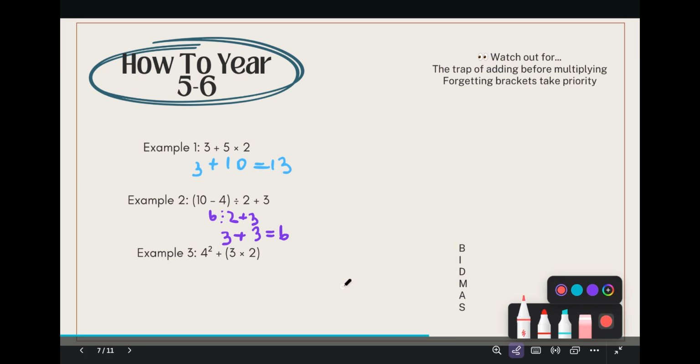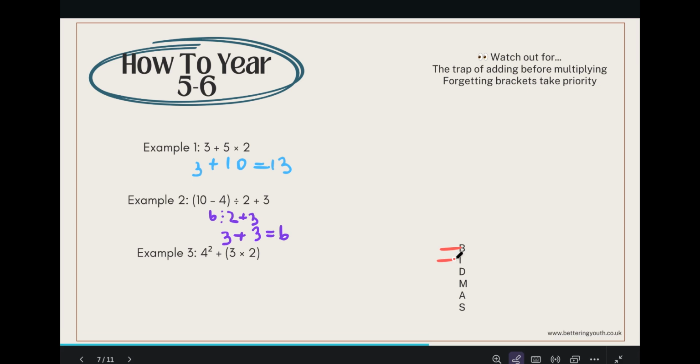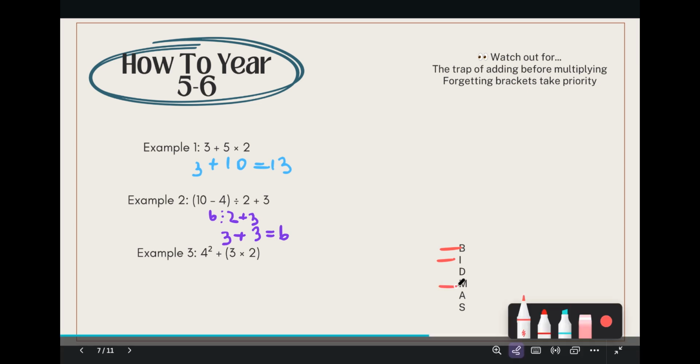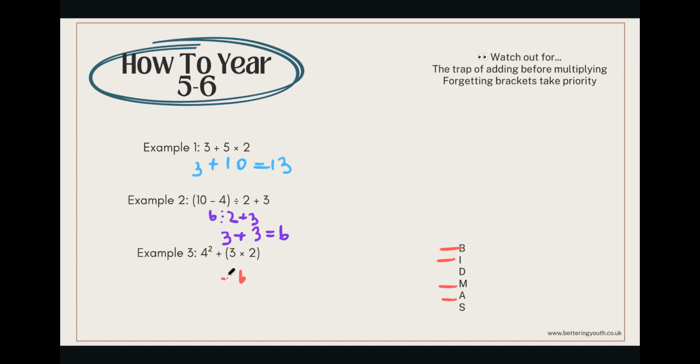Okay, welcome back. Looking at our equation, we see that we have brackets, we have indices, no division, yes multiplication, and addition. We've got quite a bit here, so let's work through it. First things first, we start with brackets. 3 times 2, that's 6. We finish writing in the rest of our equation.